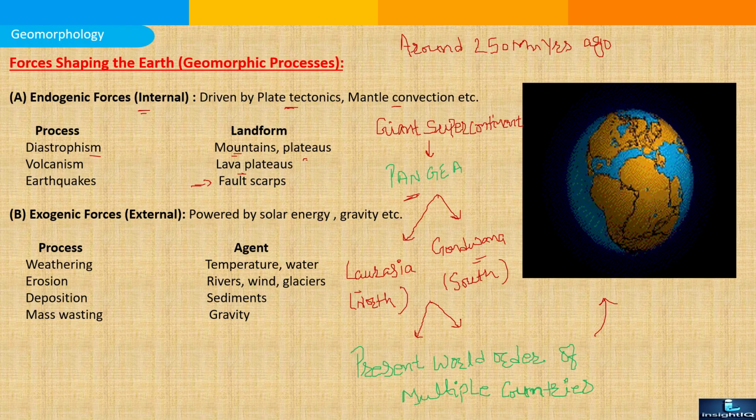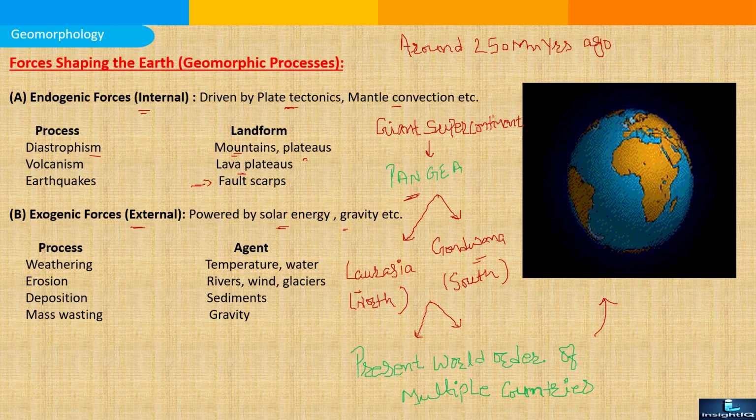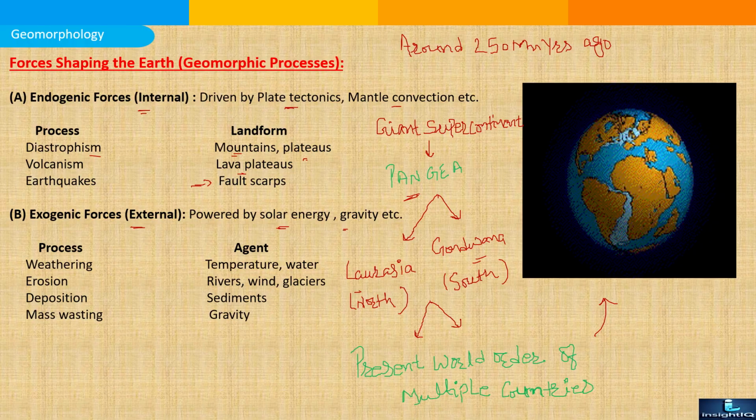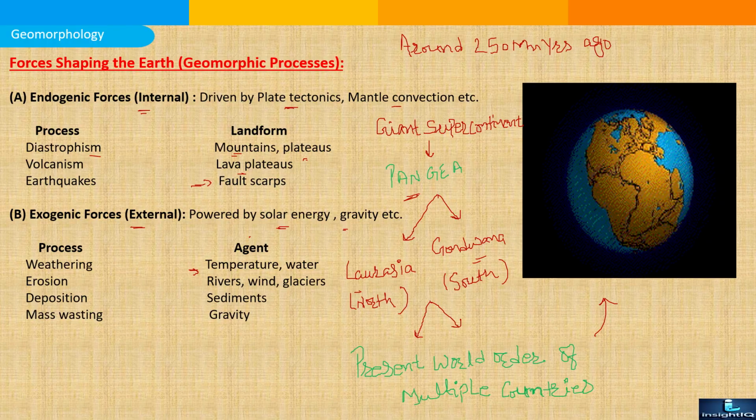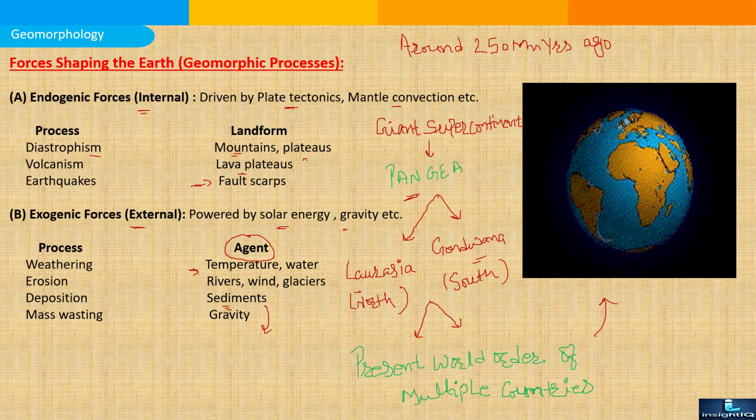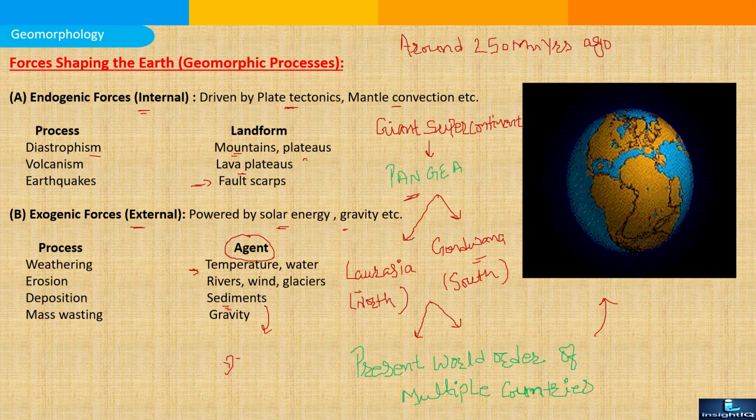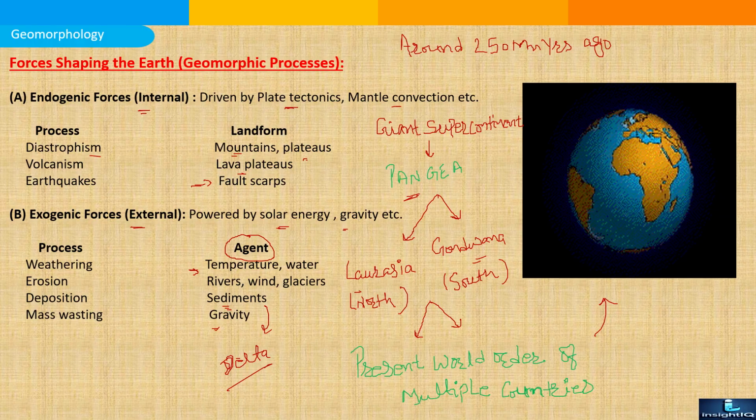Next is exogenic forces, also known as external forces. They are generally powered by solar energy, gravity, etc. The processes related to it are weathering, related to temperature and water, and erosion, with rivers, wind, and glaciers as the agents of the process. Next is deposition, which is related to sediment. We can find this in the formation of a delta before the river enters the sea. Mass wasting is related to gravity.